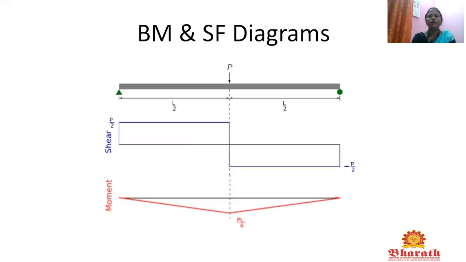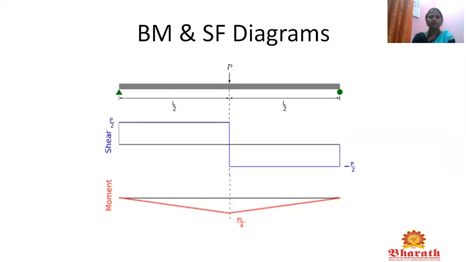Next is the bending moment and shear force diagram. So look at the picture. In this picture, a point load is acting on a structure, and for this we have drawn a bending moment and shear force diagram. Here the shear force is nothing but whatever load is acting to the left of the section, or from the left of the upward reaction.